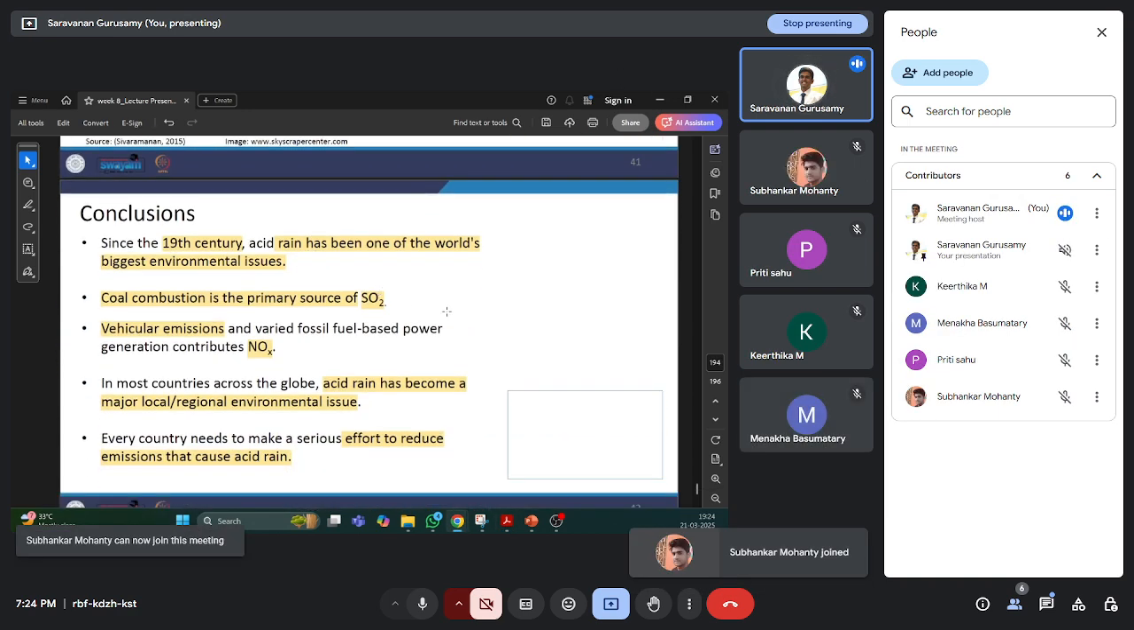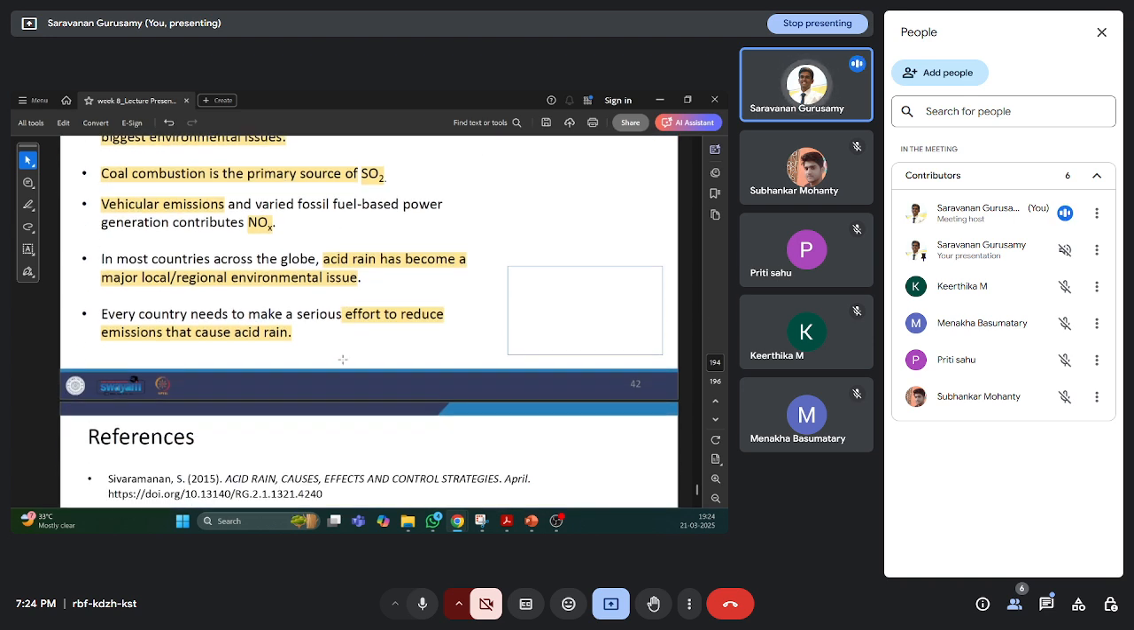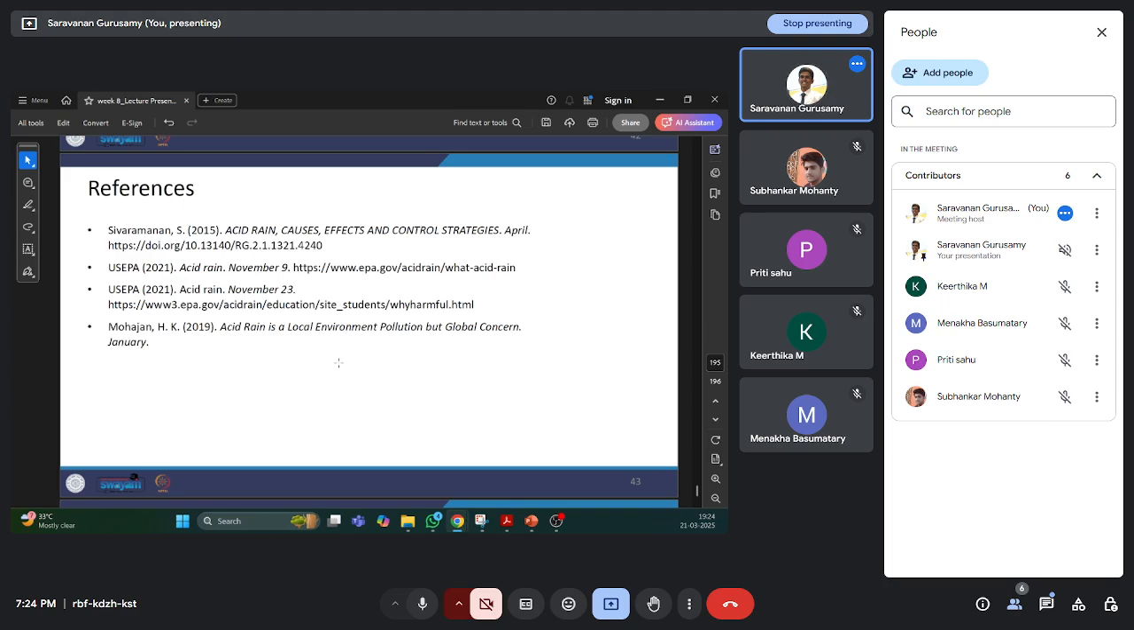And the conclusion is that in the 19th century they identified that acid rain is happening, and the source of acid rain is SO2, from coal combustion, and NO2, from vehicular emission. So that becomes a major local and regional environmental issue. Efforts were taken globally to reduce the impact and emission of acid rain.